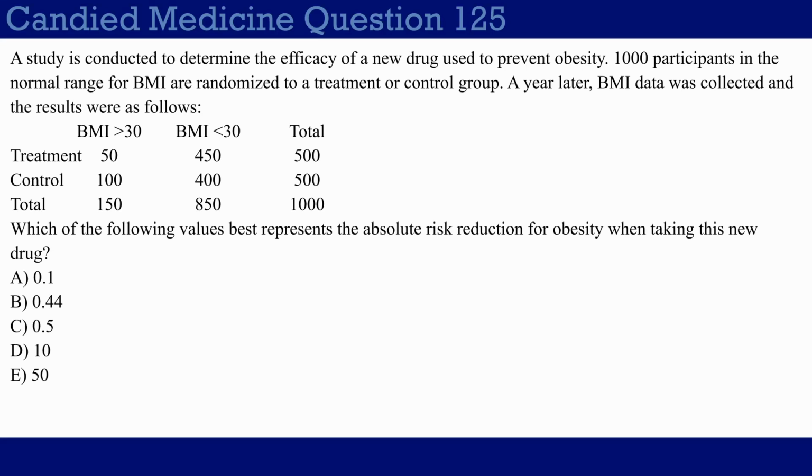A study is conducted to determine the efficacy of a new drug used to prevent obesity. 1,000 participants in a normal range for BMI are randomized to a treatment or control group. A year later, BMI data was collected and the results were as follows.